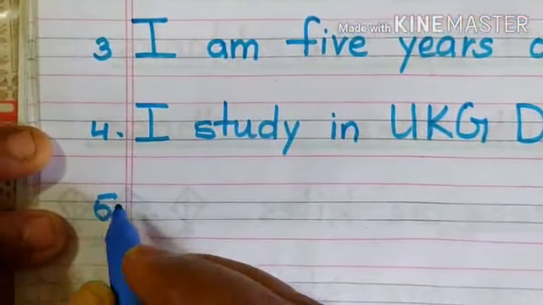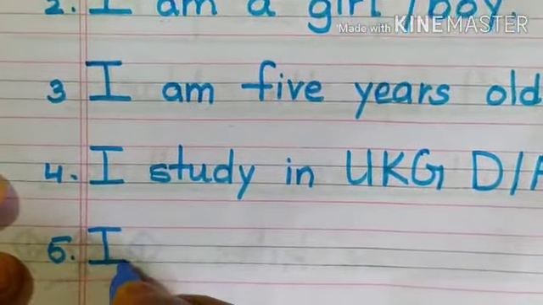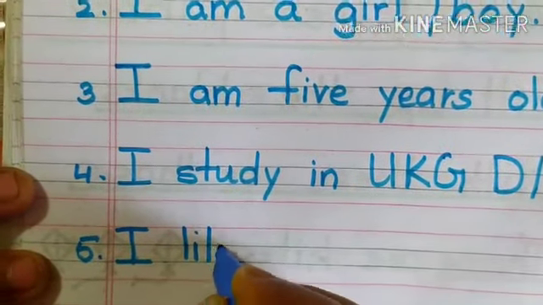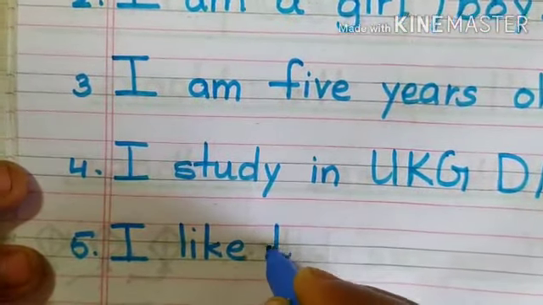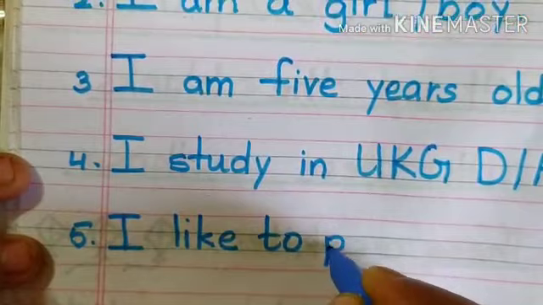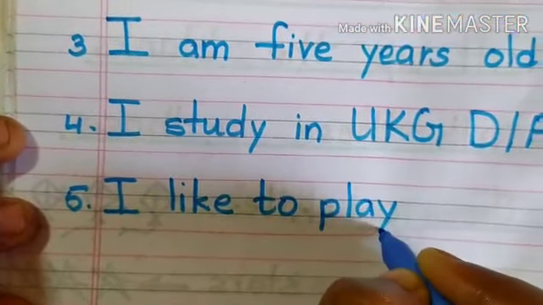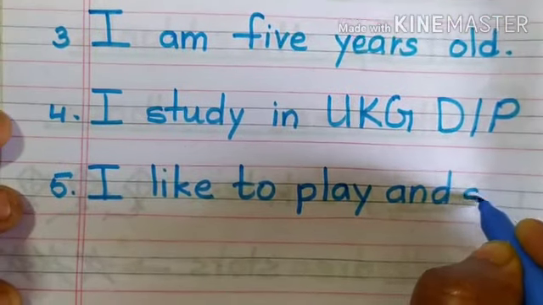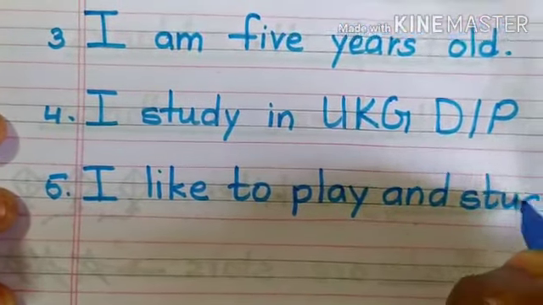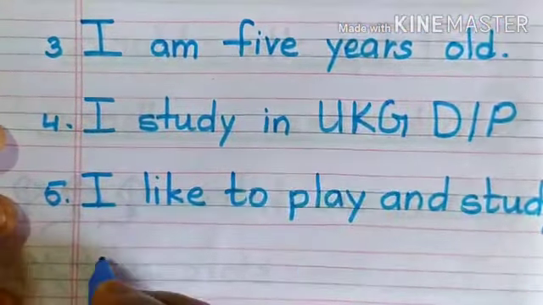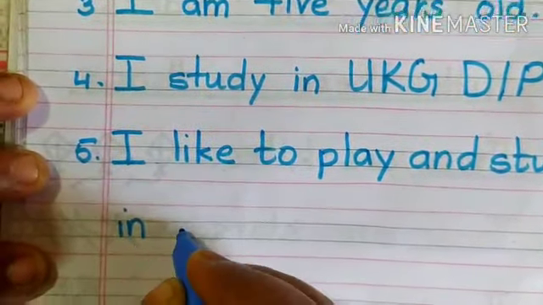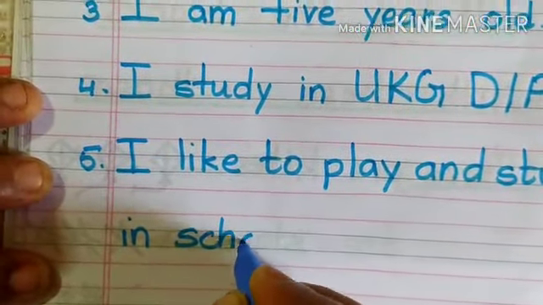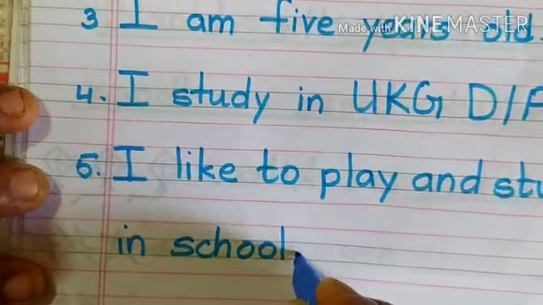In the fifth sentence, you will write, I like to play and study in school. Yes, children, you all like to play and study in the school.